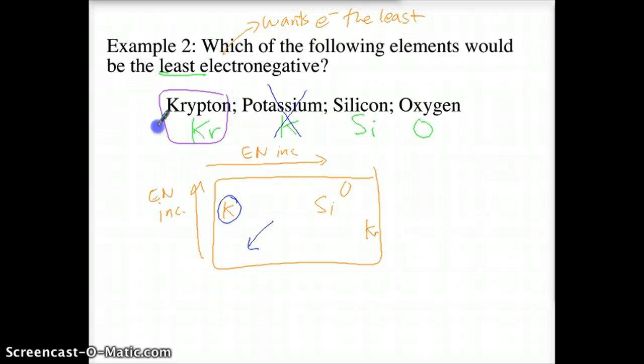Krypton is in group 8A. It's a noble gas. And we know that the noble gases don't want electrons at all because they already satisfy the octet rule. So krypton would have the least electronegativity, the lowest, it's the least electronegative because it doesn't want electrons at all.